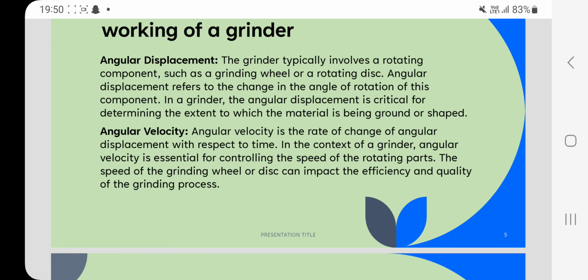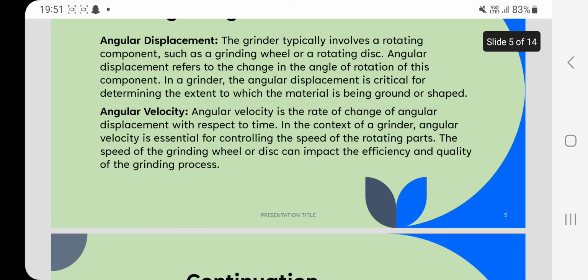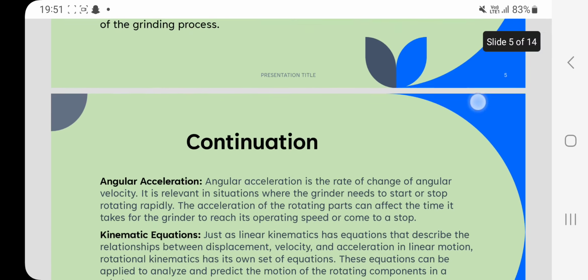Angular velocity. Angular velocity is the rate of change of angular displacement with respect to time. In the context of a grinder, angular velocity is essential for controlling the speed of the rotating parts. The speed of the grinding wheel or disc can impact the efficiency and quality of the grinding process.